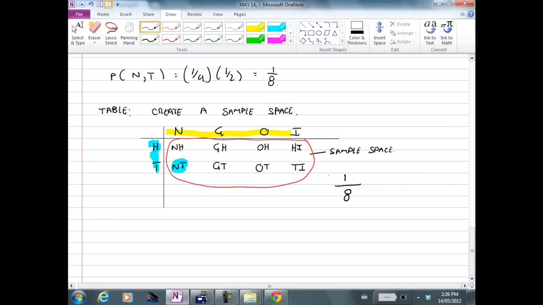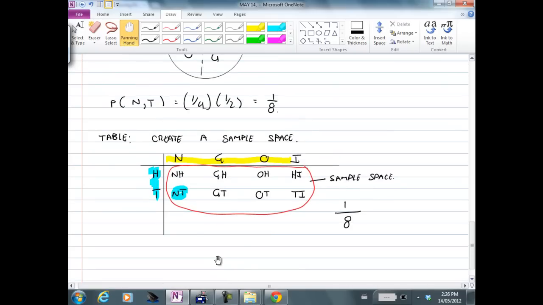Sorry? Nisha, a question. NT? HT? Because this is going to be a coin. A coin has heads or tails. That's the reason why. NT? Because, right here, NH. NT? Oh, I just chose any random one.